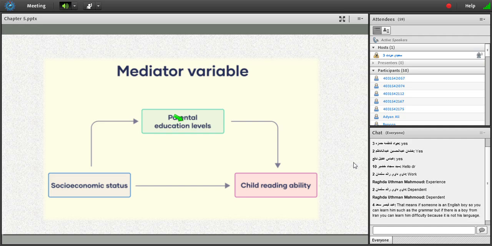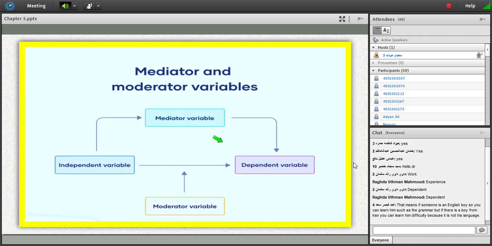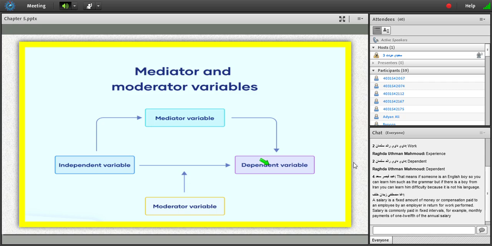So the moderator and mediator can be seen in this diagram. Look, the moderator influences the effect between independent and dependent, okay, as you see, and the mediator is influenced by the independent variable and influences the dependent variable. So what is the difference between mediator and moderator? Moderator variable influences the relationship or effect. Mediator variable directly influences the dependent variable.